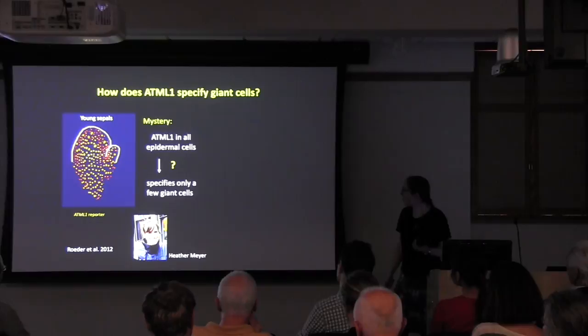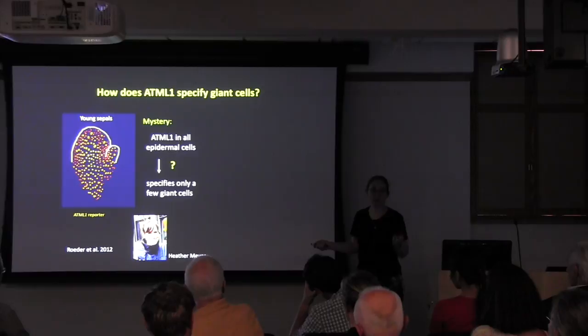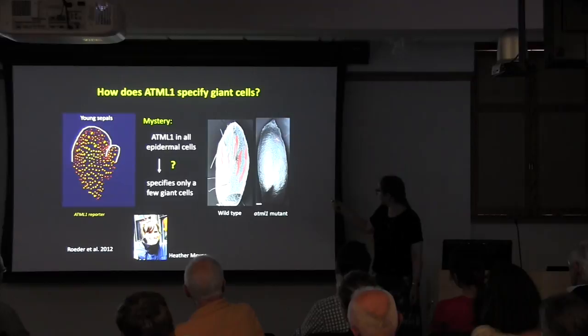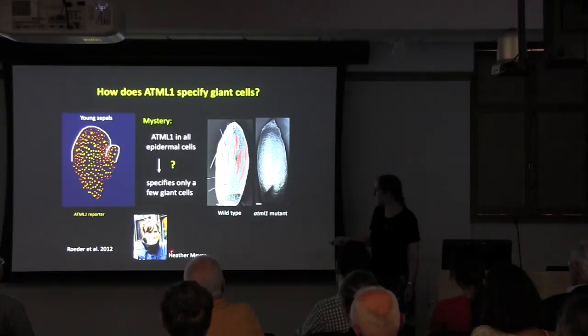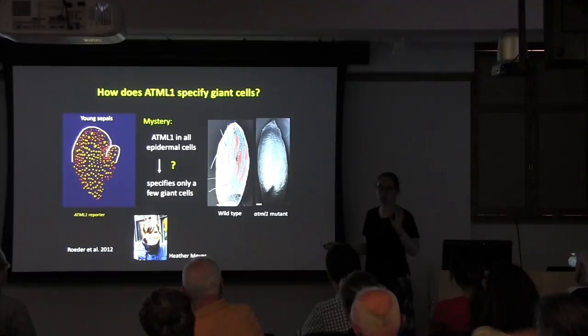But the question we have is, since ATML1 is expressed in every cell in the sepal epidermis, how is it that it only specifies some of them to become giant cells? We know from the ATML1 single mutant that it still has an epidermis, and yet it's completely lacking these giant cells. And this is a question that fascinated Heather. So what we have to ask is, what happens if we overexpress ATML1 just in the epidermis? So we're not overexpressing it in the inner cell layers. We're not talking lethality here. And we get this spectacular phenotype.